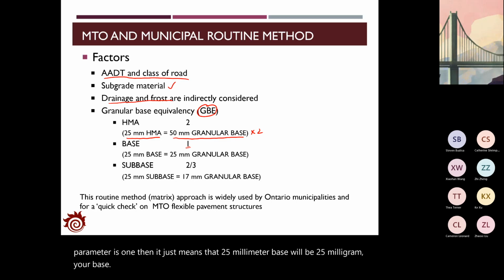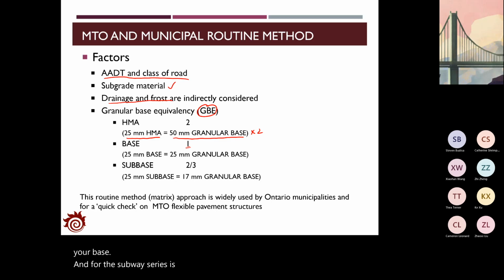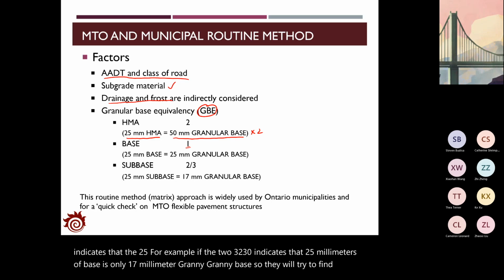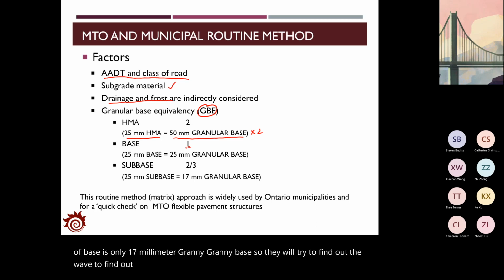And for the subbase, usually the value is less than 1. It indicates that, for example, if it's 0.67, then 25 millimeter subbase is only 17 millimeter granular base. So they will try to find a way to determine the equivalent thickness in granular base for all the layers applied for the flexible pavement.